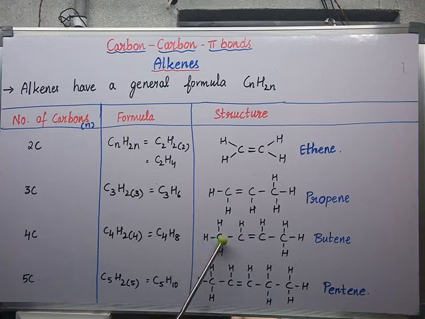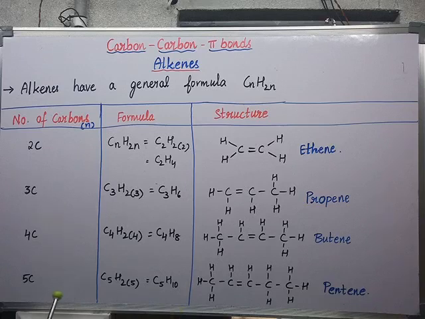You can see here, firstly I wrote three hydrogens. Around carbon there are four bonds. Here you can observe around carbon there are four bonds. Around carbon there are four bonds. Here again around carbon there are four bonds. So this is the structure of butene.